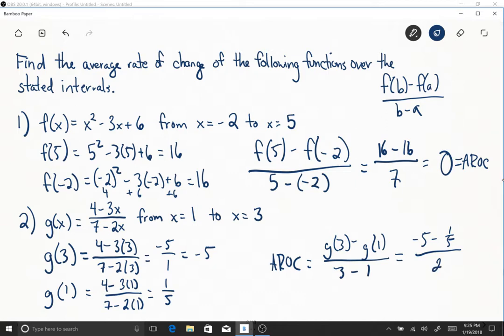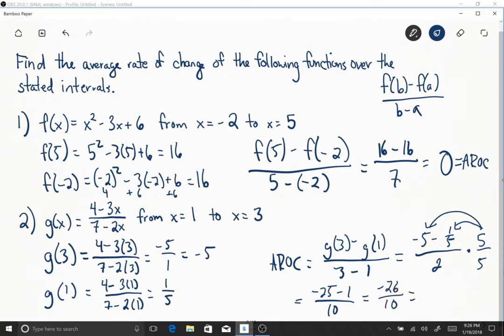If you want to do this and make it a little bit easier on yourself, if you don't like fractions, there's an easy way to solve this in your head. Multiply the top and bottom by 5. Notice, you've got to distribute that to both terms though. So notice that makes -25 minus 1 all over 10. And so that makes -26 over 10. And I don't know much, but I know how to do that one. That's -2.6. Okay. Hopefully that makes sense on the average rate of change and how that works.